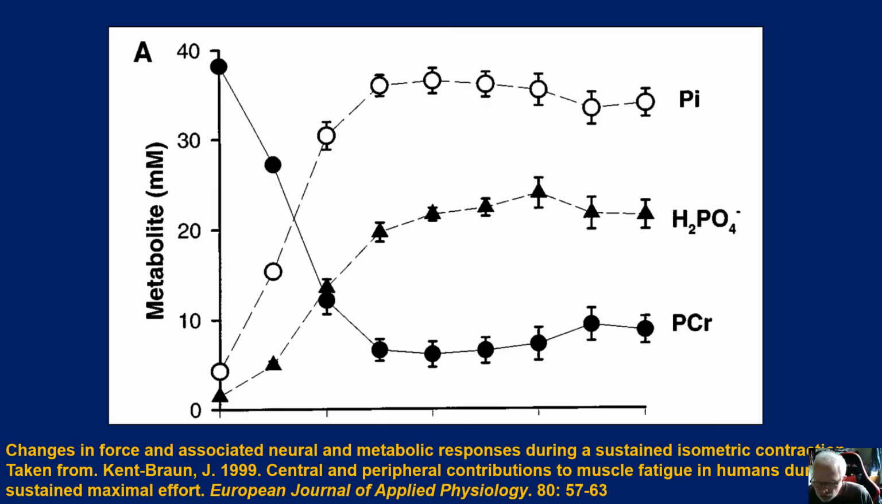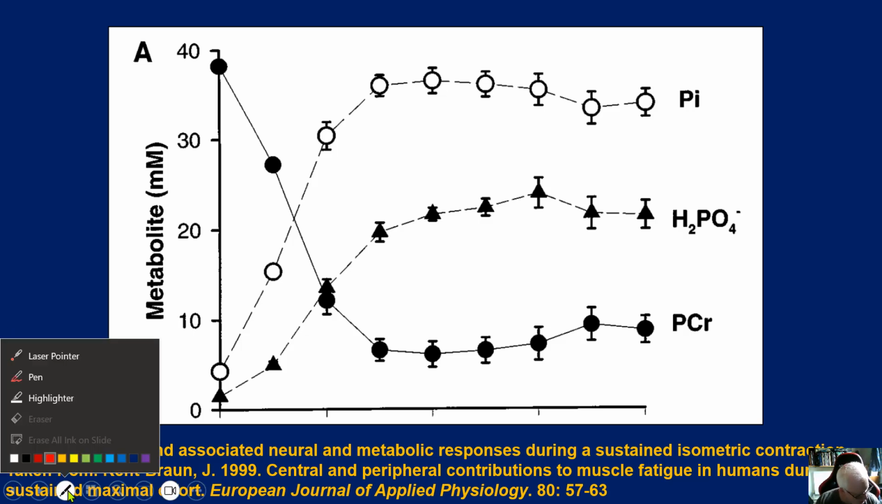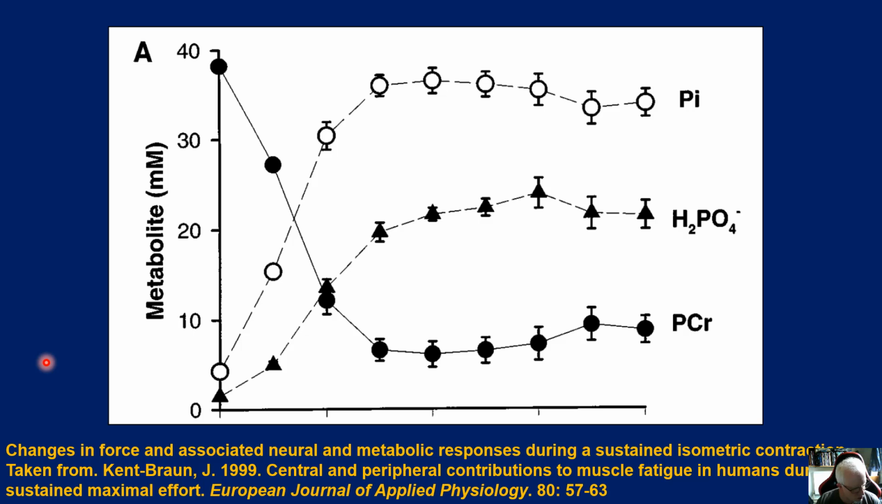Okay, so let's reinforce this a little bit. Let's use this data set, this graph, to help us understand what is going on. This is a sustained isometric contraction. Here we've got our metabolite concentrations, and there are predominantly two I want you to focus on. Don't worry about H2PO4. Focus on the concentration of phosphate and the concentration of PCR.